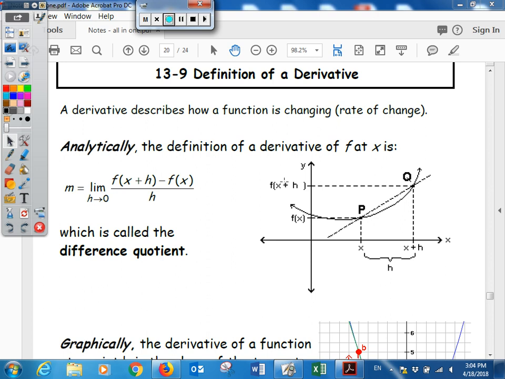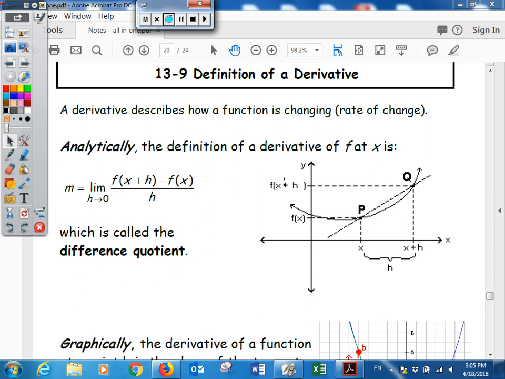Today we're going to switch gears and talk about derivatives. We've been talking about limits, which is the first calculus topic. Now we're going to talk about derivatives, which is the second calculus topic. And we're going to start with just an overview of what a derivative is.